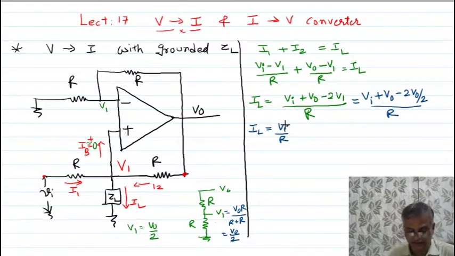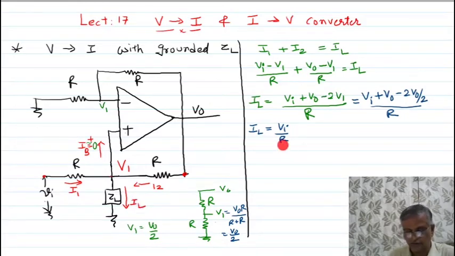Current passing through the load is proportional to the input voltage. It means the input voltage is converted into proportional current. So this is called a voltage to current converter. It's very simple.